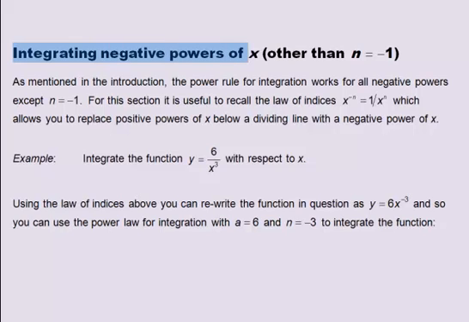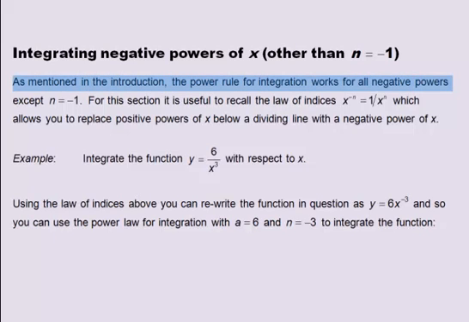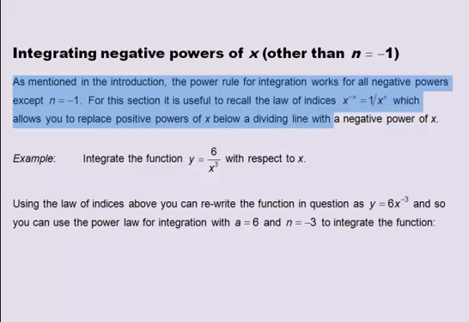Integrating negative powers of x, other than n equals -1. As mentioned in the introduction, the power rule for integration works for all negative powers except n equals -1. For this section, it is useful to recall the laws of indices. X to the minus n equals 1 divided by x to the power n, which allows you to replace positive powers of x below a dividing line with a negative power of x.